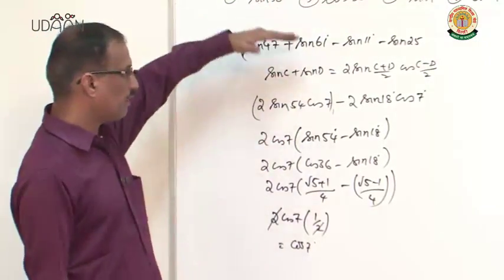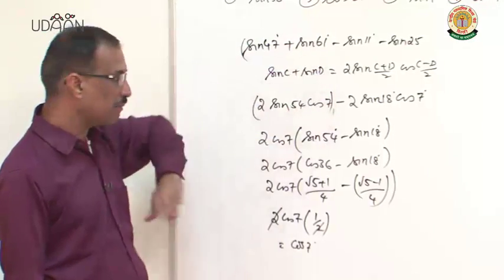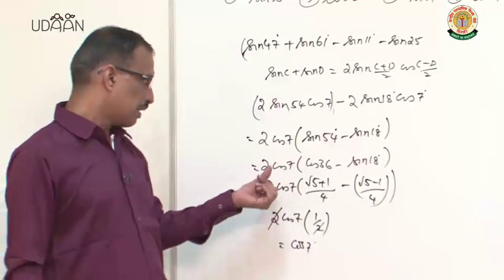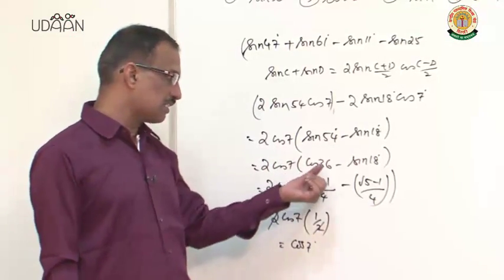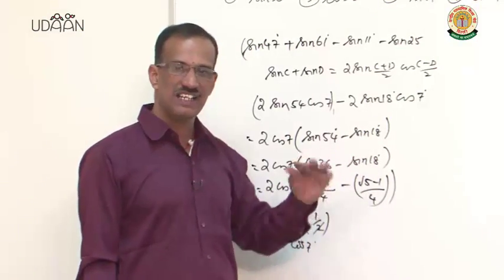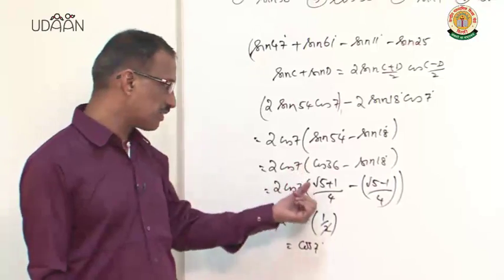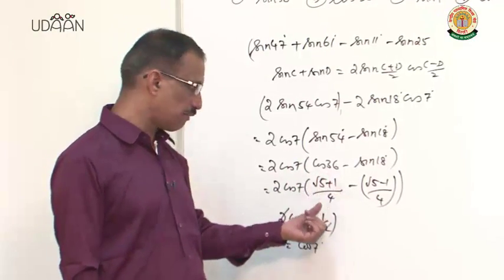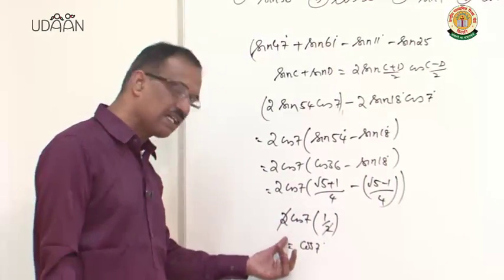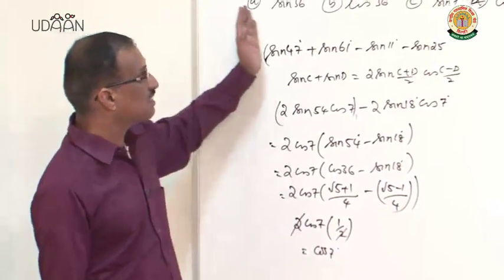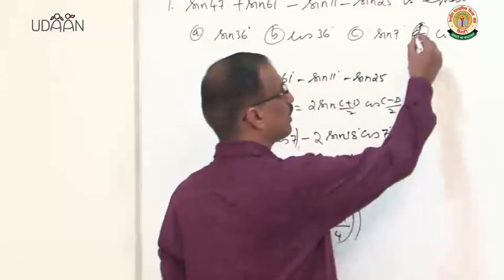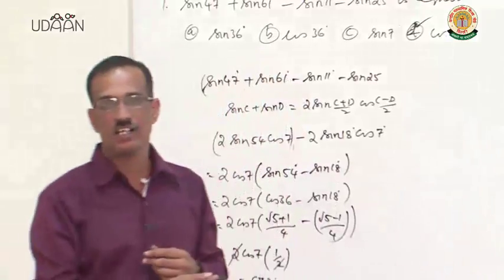So, here we have used first sin C plus sin D and then simplified, you get this cos 2 cos 7 into cos 36 minus sin 18 degree. This cos 36 and sin 18 are special angles that we have seen there as root 5 plus 1 by 4 minus root 5 minus 1 by 4. From there we get cos 7. Now, what is the answer given? So, it is not this, this is also no. So, your option D is the correct option.